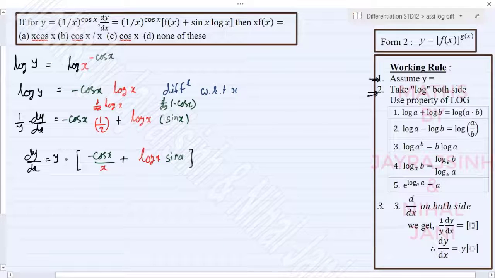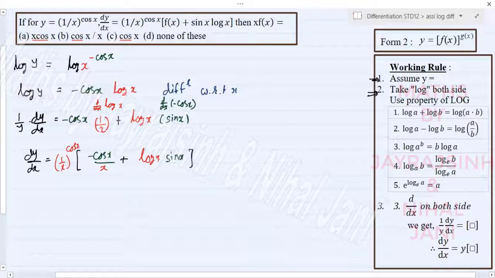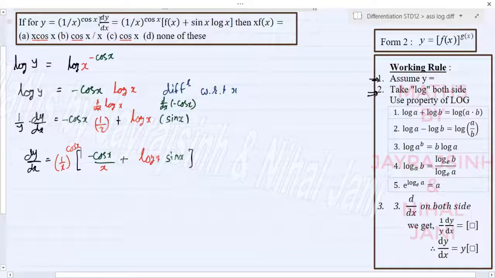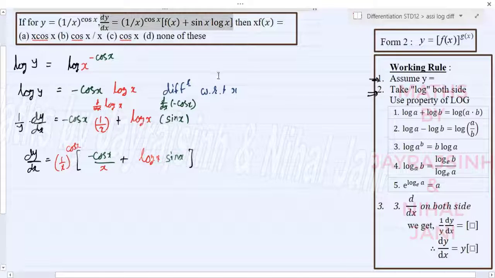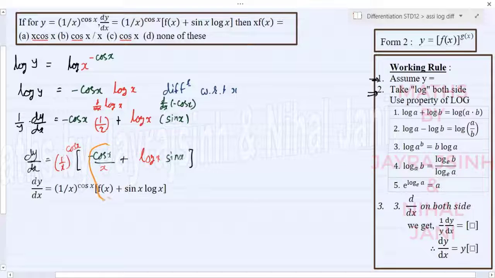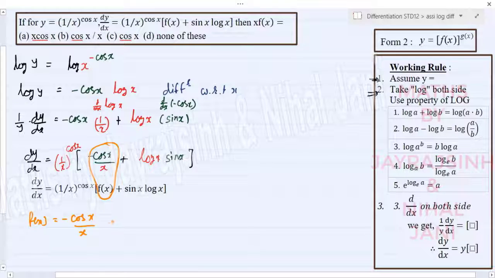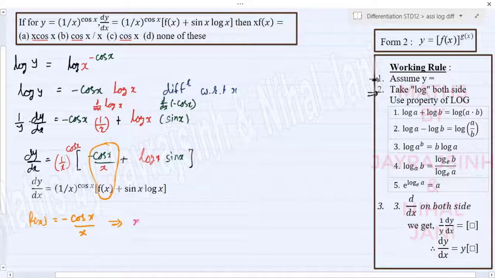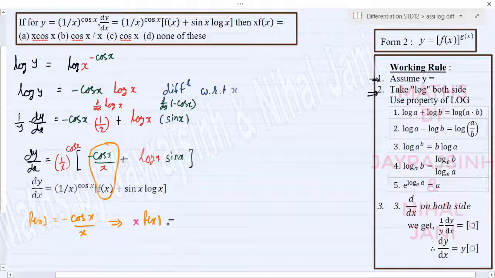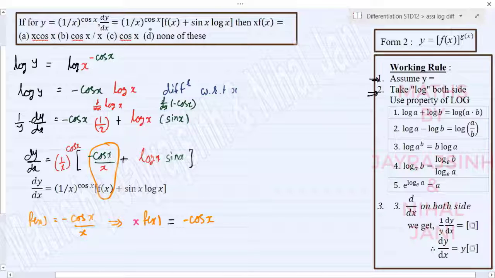Or if we substitute the value of y, which is 1 by x raised to cos x, we get the simplest form of dy by dx, which can be compared with the given question. So by comparing these two things, we will get our fx as minus cos x by x. But please remember, we need to find x into fx, which is equal to minus cos x, which is not given in A, B or C. So your right answer is D. None of these. Ta-da!